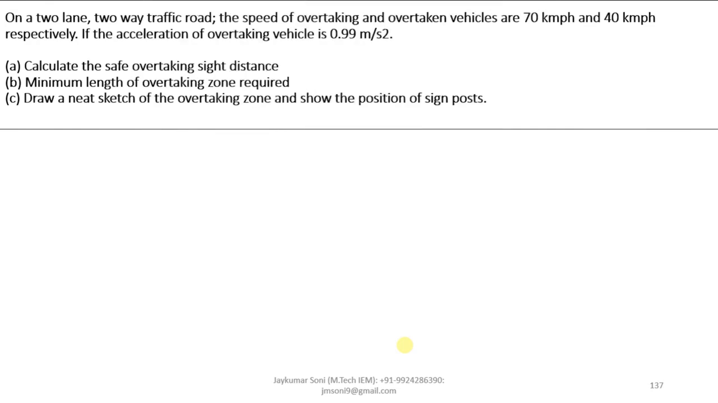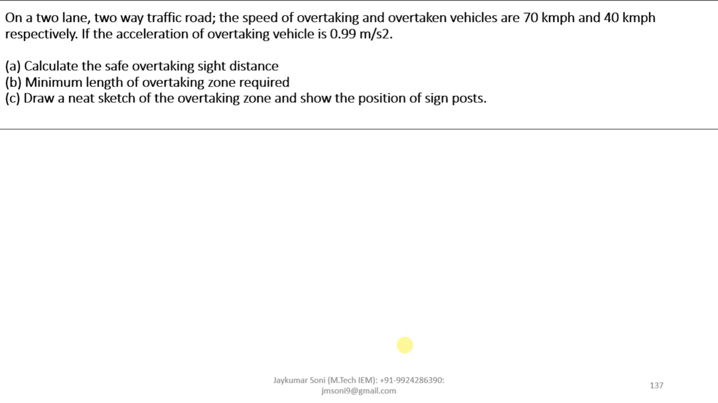Let us read the statement of the example. On a two-lane, two-way traffic road, the speeds of overtaking and overtaken vehicles are 70 kmph and 40 kmph respectively. If the acceleration of the overtaking vehicle is 0.99 meter per second square, then calculate the safe overtaking sight distance, calculate the minimum length of overtaking zone required, and draw a neat sketch of the overtaking zone showing the position of signposts.